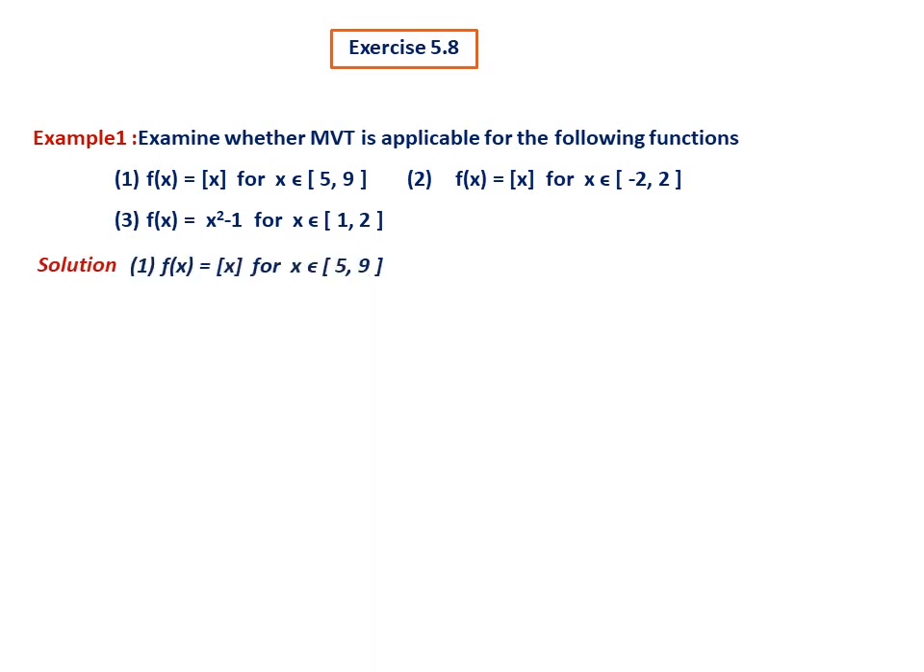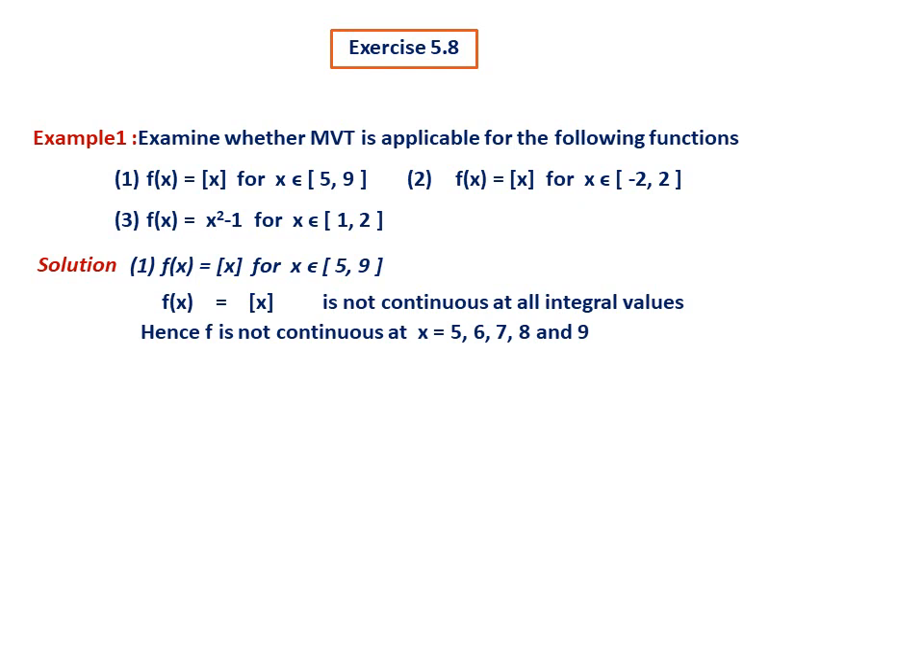First one, let us take f of x equal to greatest integer function x, and the given interval is 5 to 9. Now, we know that f of x equal to greatest integer function x is not continuous at all integral values. This we have proved in continuity. Therefore, in particular, the function is not continuous at x equal to 5, 6, 7, 8 and 9, because the given interval is 5 to 9. Therefore, the first condition itself is not satisfied because the function is not continuous. Therefore, we cannot apply mean value theorem here. So, this is the answer.